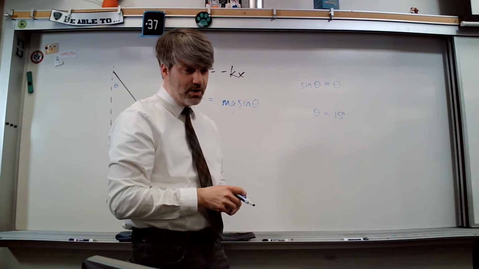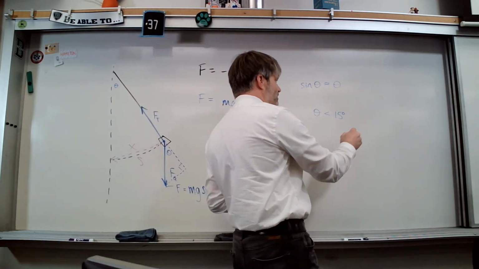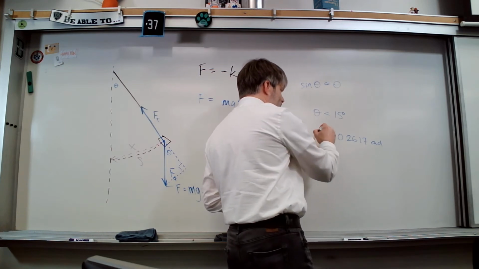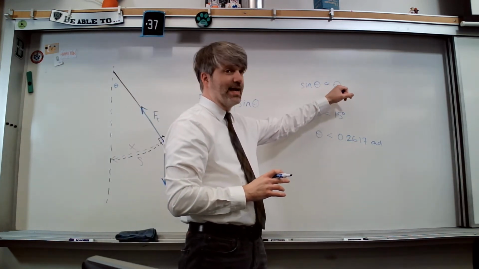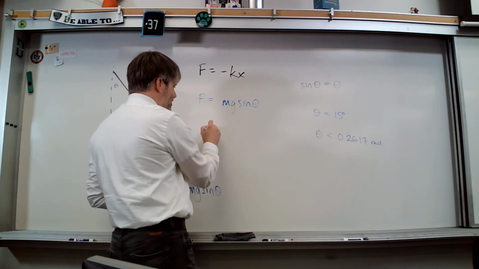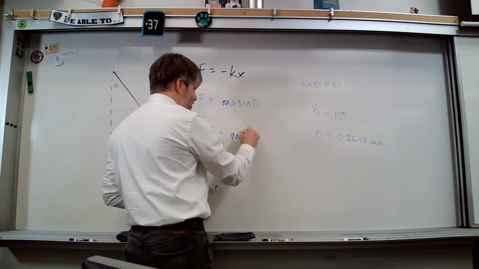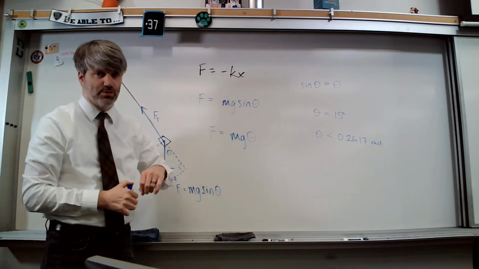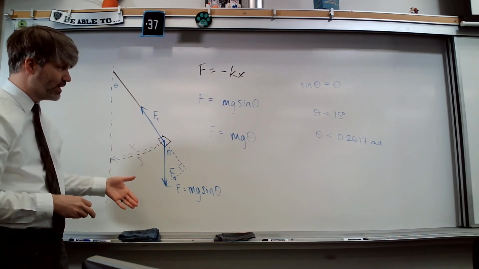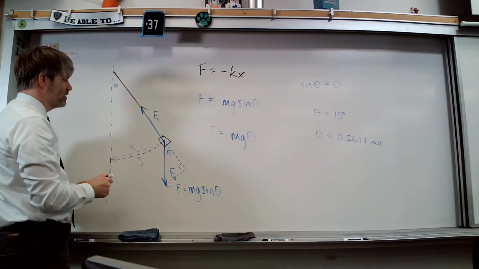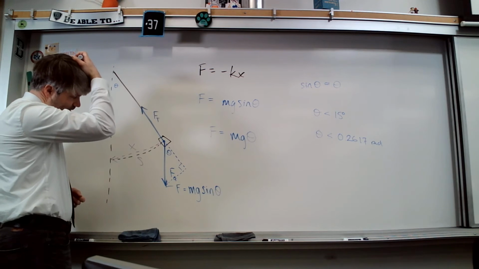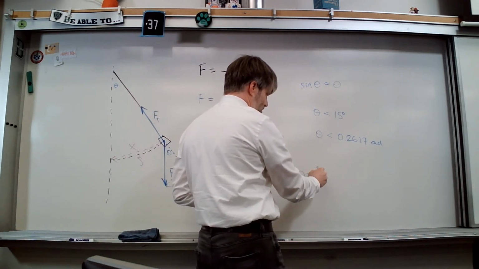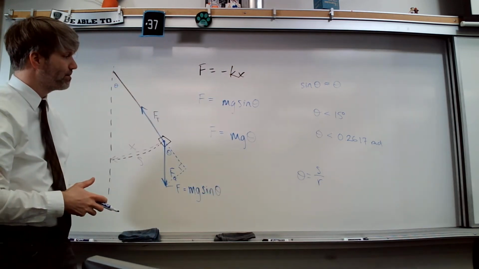Now, that runs down to about 0.2617 radians. All right? And so as long as theta is less than that, we can approximate sine theta as theta itself, okay? So this becomes the force equals mg times theta, as long as we have that condition applied to it. So it's looking a little closer like something that would resemble Hooke's law. And remember that if theta is measured in radians, as it should be, then theta is the ratio of the arc length to the radius of the circle, right?